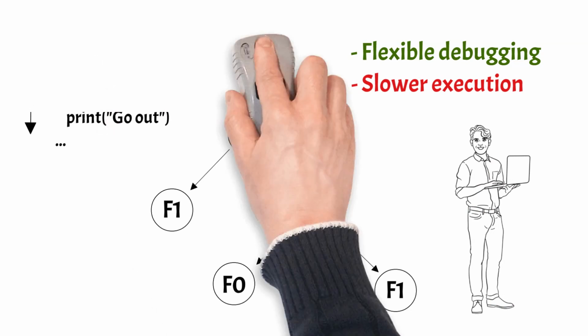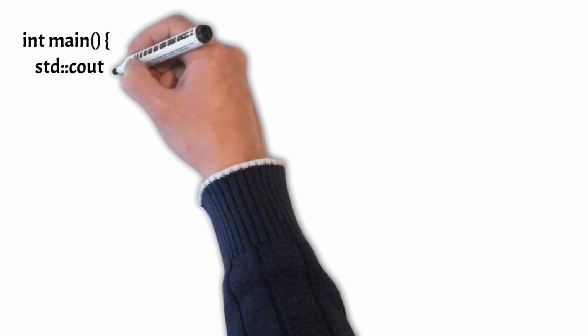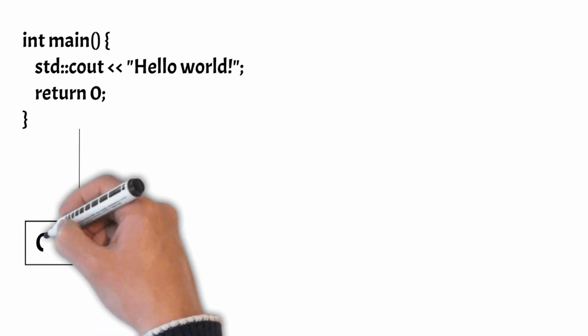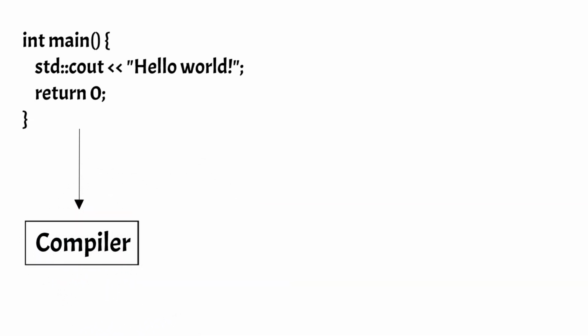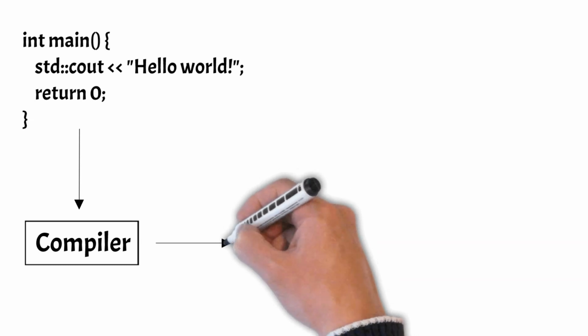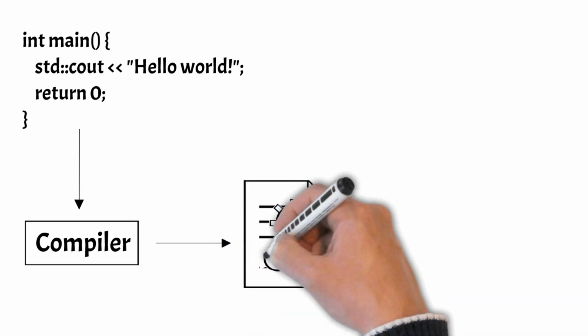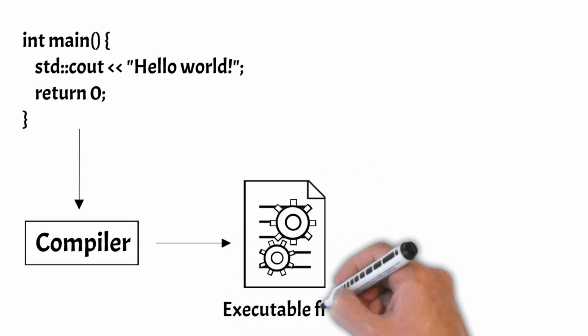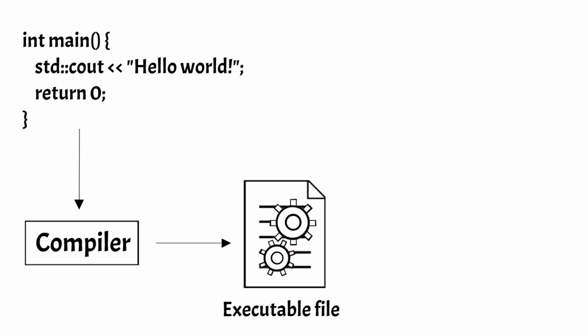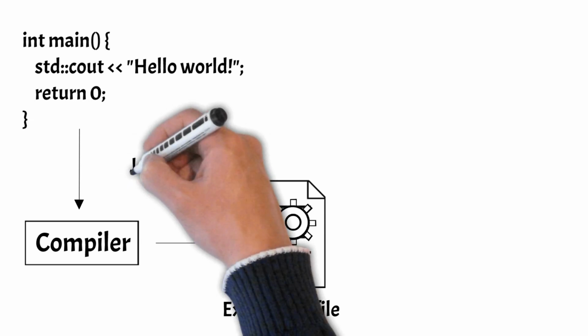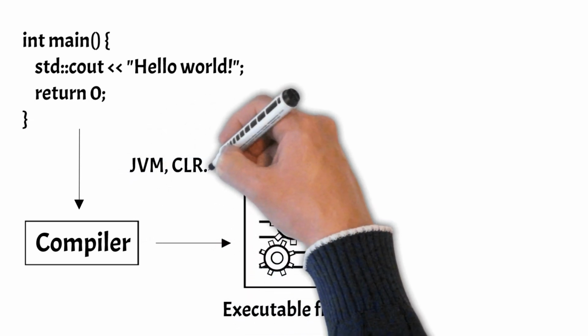Now let's analyze how a compiler operates. A compiler is a program that translates code written in high-level languages such as C++, Java, or Rust into machine code. Unlike an interpreter, which translates and executes code line by line, a compiler processes the entire source code in one go, translating it into machine code and producing a standalone executable file. Some programming languages, such as Java or C#, also create intermediate files, bytecode or intermediate language, that are later executed by their respective runtime environments, JVM or CLR.